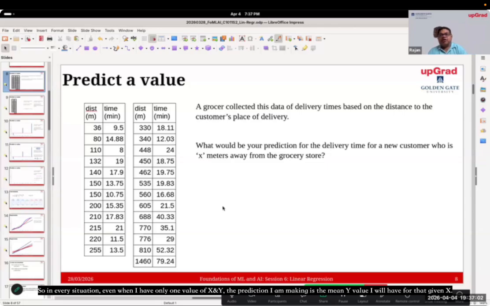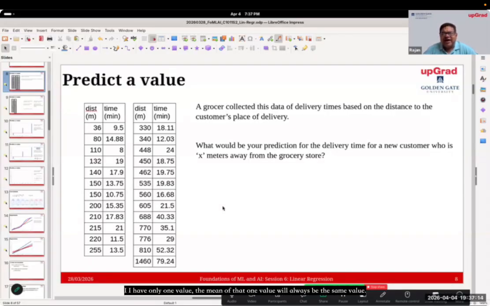Sure. I'm going to go into lecture mode. I would rather have that discussion for most part of the sessions. You can ask what it means. I have only one value, so the mean of that one value will always be the same value. Certainly, Professor.